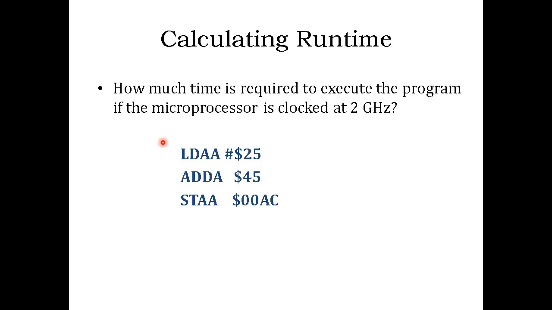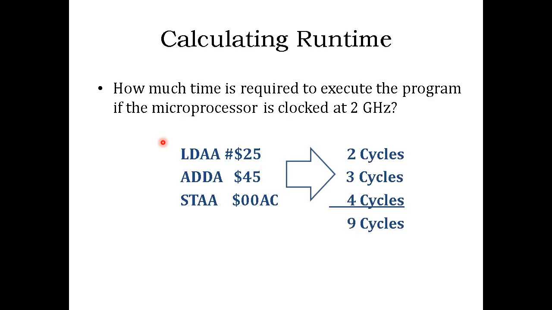So remember these 3 lines we just saw in the previous discussion of this lecture. We pretty much know that we have 9 cycles here, right? And we know how we got these 9 cycles. Now, in addition to this, if I ask you this question: we know that these 3 lines are equivalent to 9 cycles. Can you tell how much time is required to execute these 3 lines if our microprocessor is clocked at 2 gigahertz?